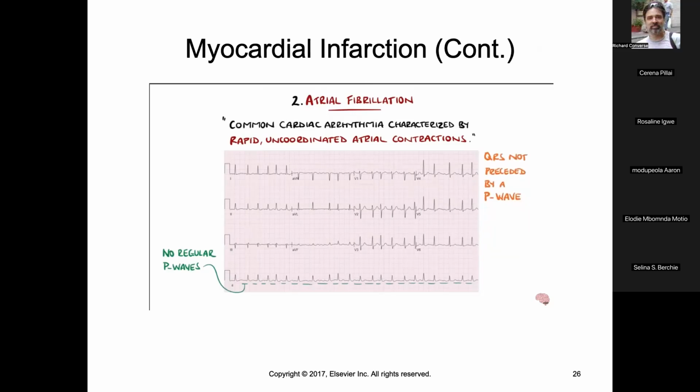Only some of the electrical signals get conducted down into the ventricles and therefore lead to ventricular depolarization. But there's no real pattern of which impulses will get conducted. Therefore, we end up with the textbook irregularly irregular heart rhythm. This is described as a variable interval between the R waves on the ECG.